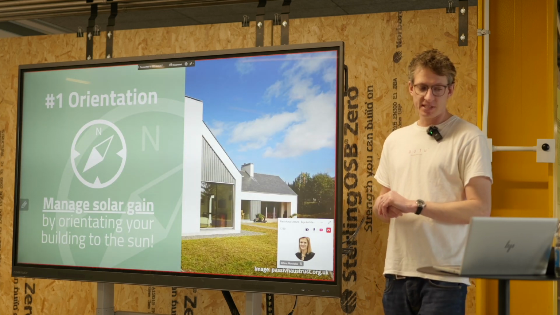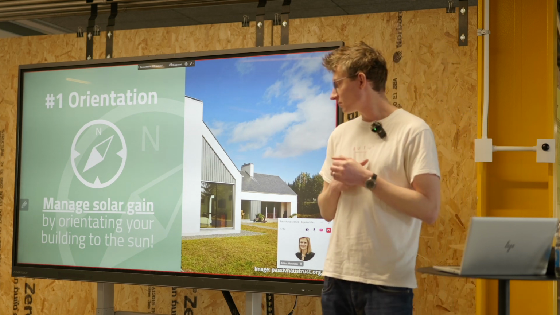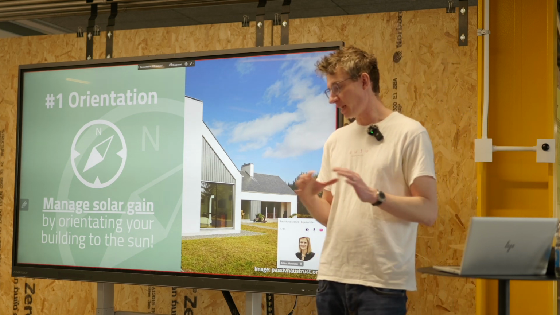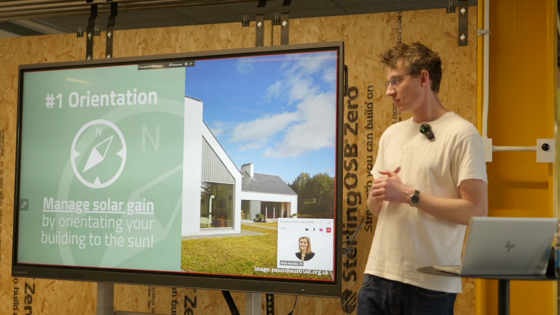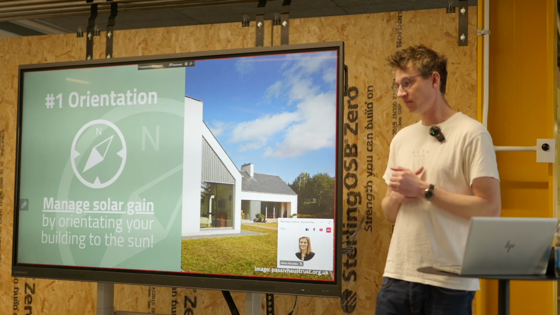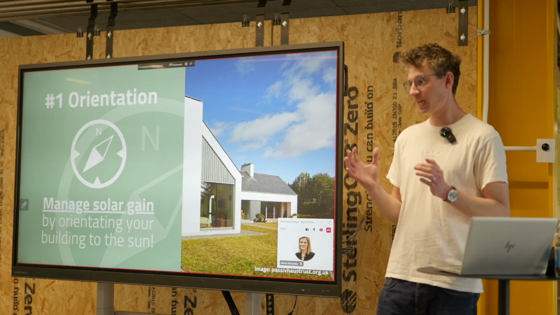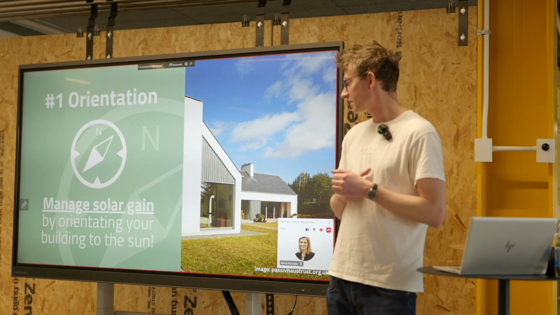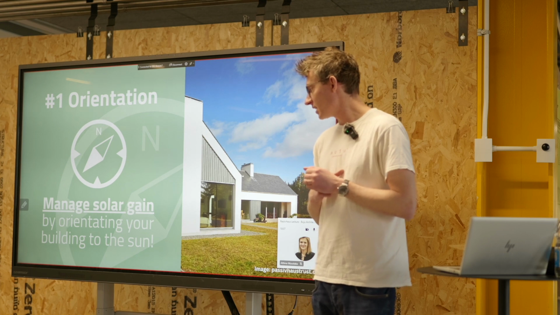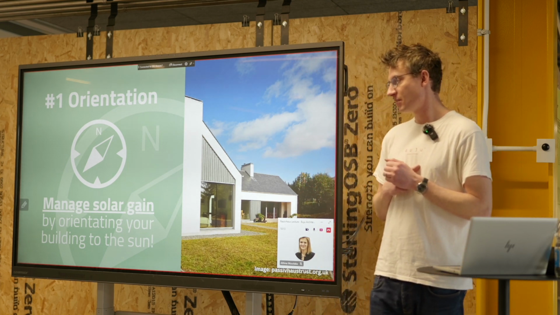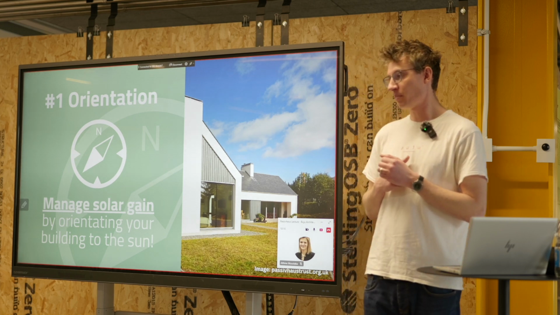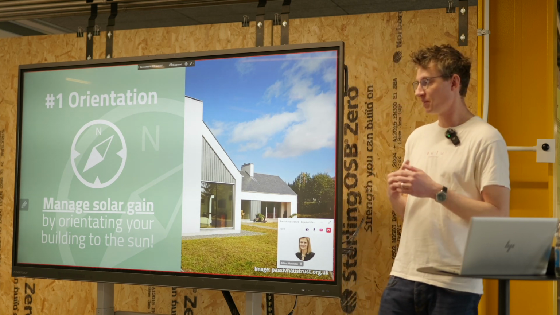Great. So the first point is orientation. If you've got a blank site, and you're wanting to put a building on it or a number of buildings, the first thing really you want to be thinking about, and this applies to bigger schemes like master planning as well, is orientation. If your objective is to achieve passive house design accreditation, then the orientation of your building will have arguably the biggest impact on its performance.